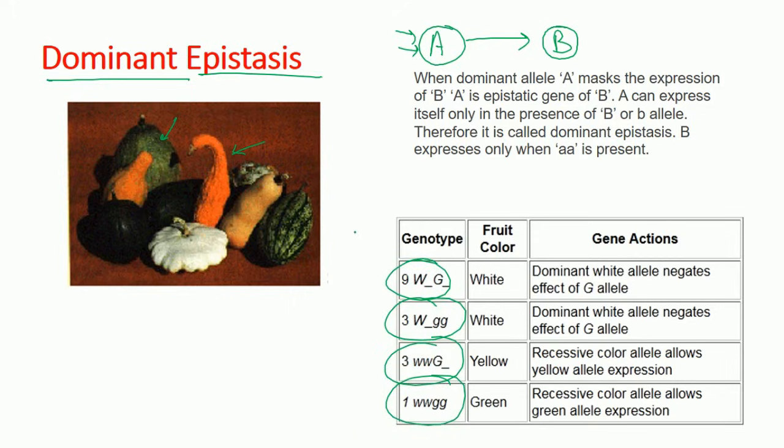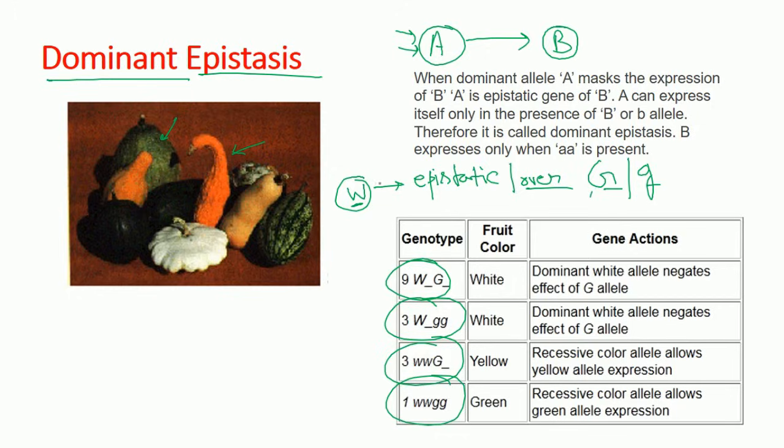Now what happens in this case of dominant epistasis, that this dominant allele is capital W, which is epistatic in nature. Okay, it is epistatic in nature. Capital W goes for no color, that is, it will add white coloration. It is epistatic over another gene, that is G. G for green and yellow. Capital G for green, small g is for yellow.